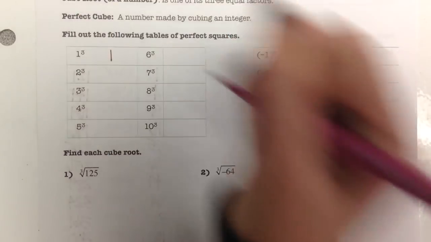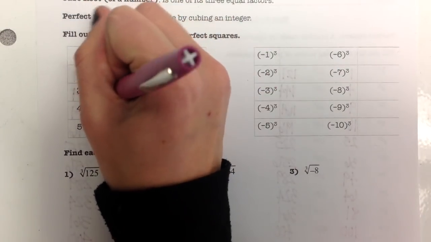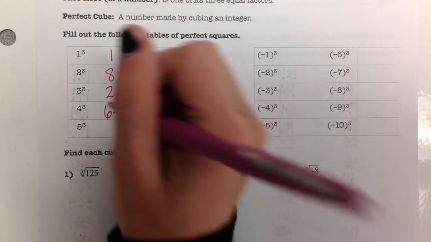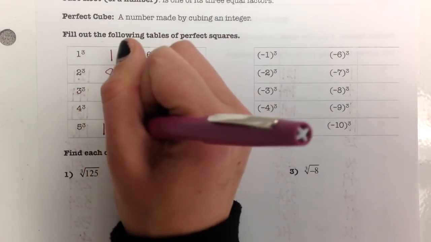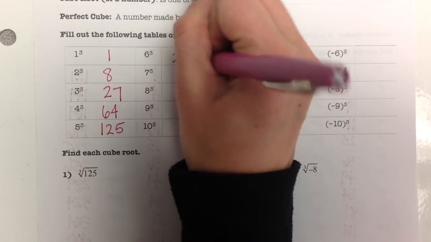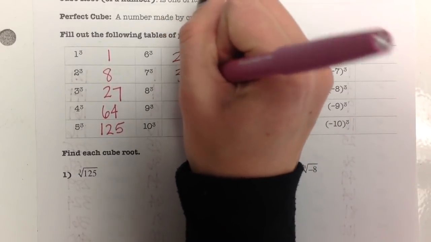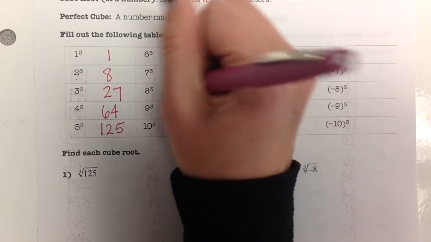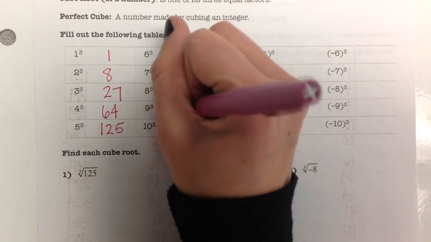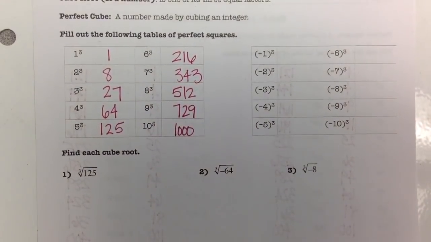1 to the third power is 1, 2 to the third is 8, 3 to the third is 27, 4 to the third is 64, 5 to the third is 125, 6 to the third is 216, 7 to the third is 343, 8 to the third is 512, 9 to the third is 729, and 10 to the third is 1,000.